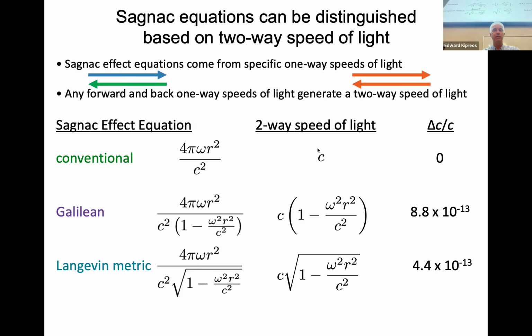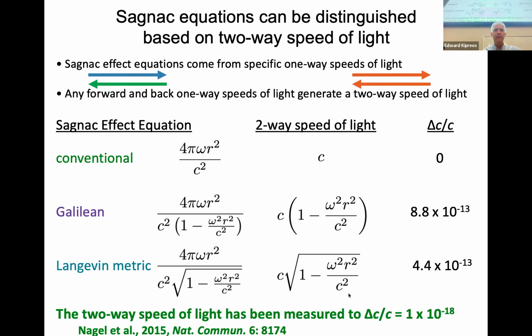Speed of light is constant. And for the Galilean and the Langevin metric, it's not constant. But the two-way speed of light has been measured to very high resolution. So this experiment in Germany measured a delta c over c, which is how much it differs from the speed of light divided by the speed of light, and it was 1 times 10 to the minus 18. So that's very high resolution that there's not any change from the two-way speed of light being constant.